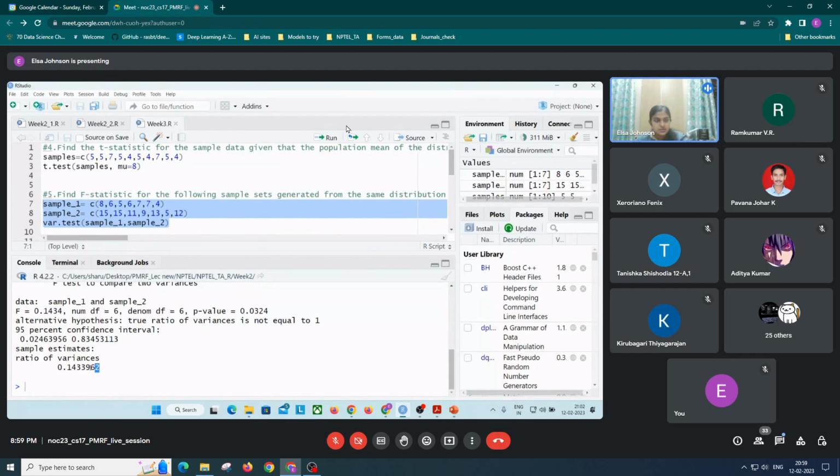Then this is the ratio of your variances. Then the confidence interval is like this. The null hypothesis is that the ratio S1 by S2 equals 1, and the alternative hypothesis is that S1 by S2 is not equal to 1. Okay, so that is where you will find the F statistic.